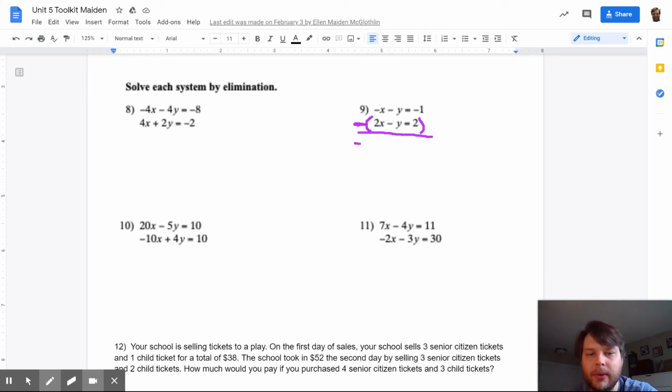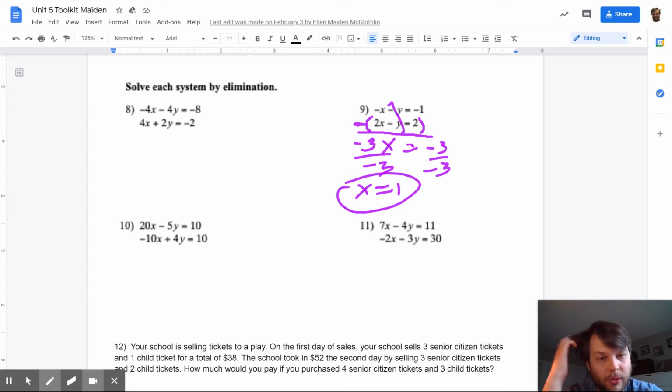Negative x minus 2x makes negative 3x. Negative y minus negative y makes 0. And negative 1 minus 2 makes negative 3. Divide both sides by negative 3, and you get x is equal to 1.